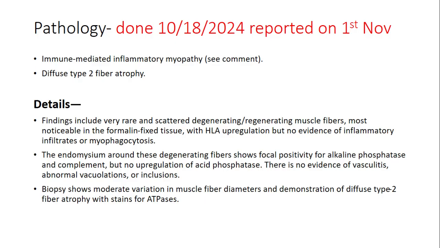Now, pathology done, reported on 1st November. They call it immune-mediated inflammatory myopathy. Diffuse type 2 fiber atrophy. Type 1 is red, type 2 is white, fast-acting. They appear different on the staining. ATPase is 4.6 and 9.4, I believe. I'll show you some images. Believe me, it's not very easy to remember, but for the exam's sake, you need to.